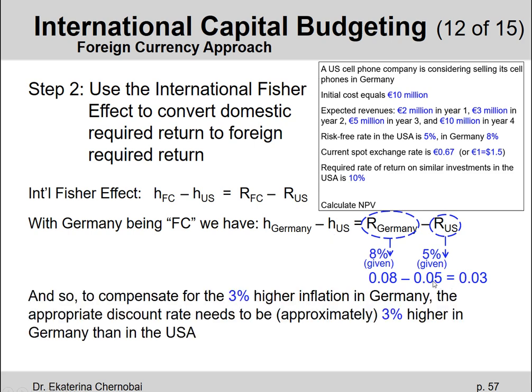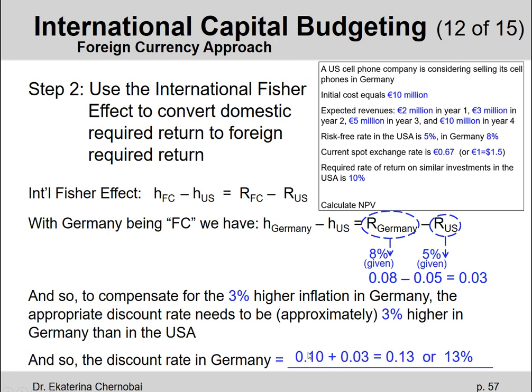And so what we can now say is that because we will have a 3% higher inflation in Germany, right? The increase in the cost of living in Germany. The proper discount rate in Germany needs to be about 3% higher than in the United States. And so what this means for the discount rate in Germany is that it should be 3% higher than the discount rate in the United States.